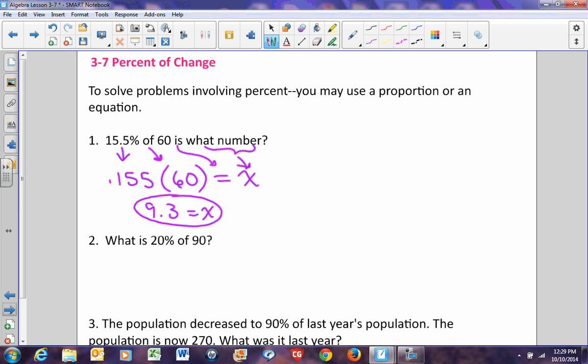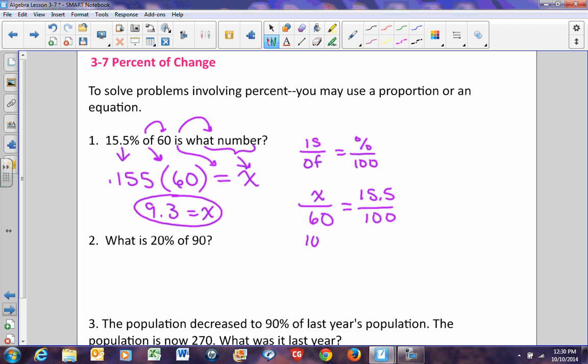For those of you who prefer a proportion for this same problem, remember it's is over of equals percent over 100. The word that follows is normally on top. The word that follows of is normally on bottom and equals the percent over 100. So if we do that, whatever follows is becomes what number? That's my variable there. Whatever follows of is the one on the bottom, that's 60, equals my percent, 15.5 over 100. And I solve this proportion.